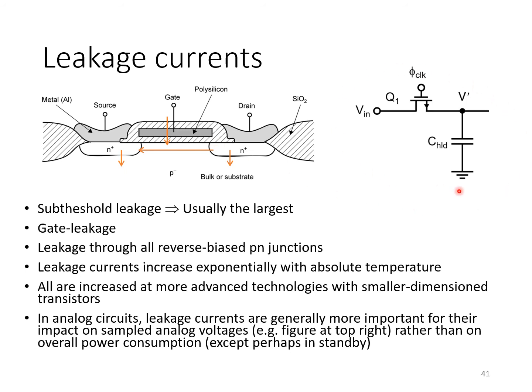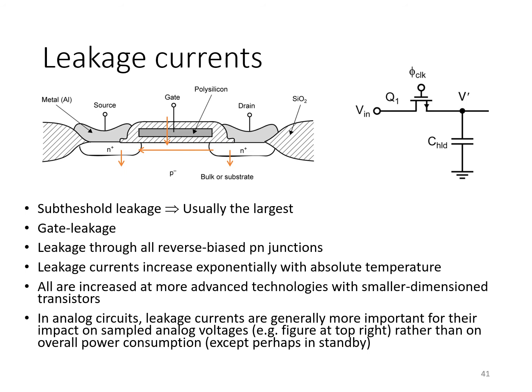We may have examples of simple circuits, something like this, where a MOS transistor is being used as a switch to have a voltage preserved on a capacitor. The transistor is turned off, the switch opens, and we expect that the sampled voltage will be held on this capacitor C hold over here. But because of finite leakage currents in the MOSFET, that voltage that's sampled on V prime may degrade over time. So it may not even be a power consumption issue. It may actually be a performance issue that makes us care about leakage currents.